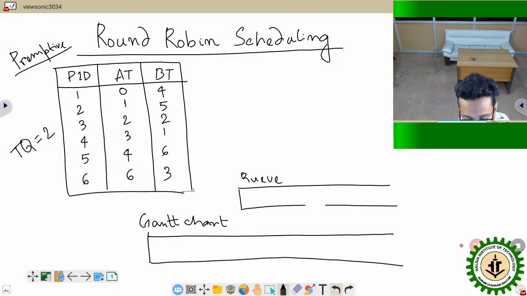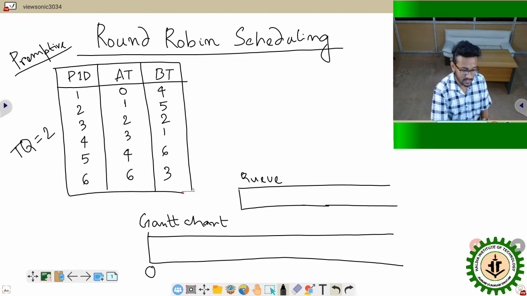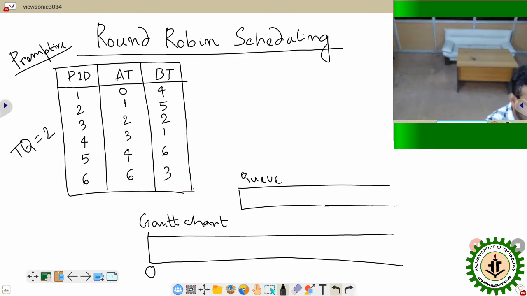Next, I am starting my problem. This one is the 0 arrival time. At arrival time 0, how many processes are active? Only the process P1 is active. So I will schedule the process P1 and give it 2 amount of time. My deadline is 2, so within the 2, I have to finish the job. 4 minus 2 is basically remaining 2 amount of time.